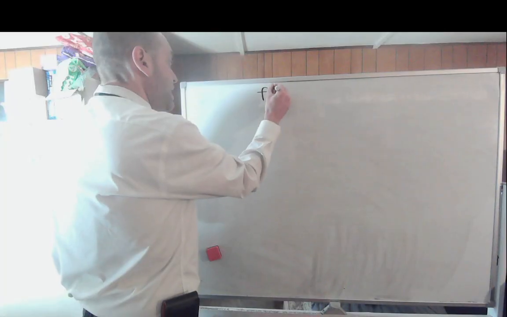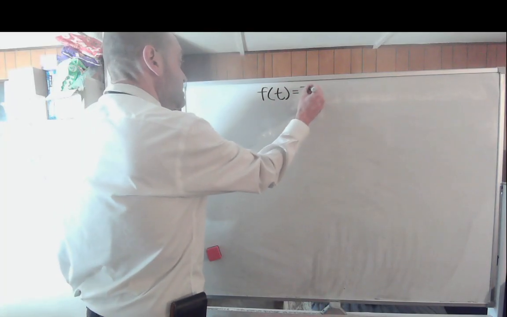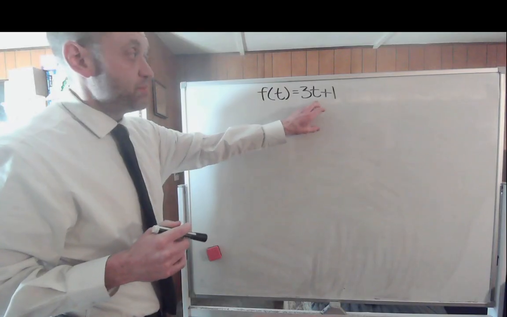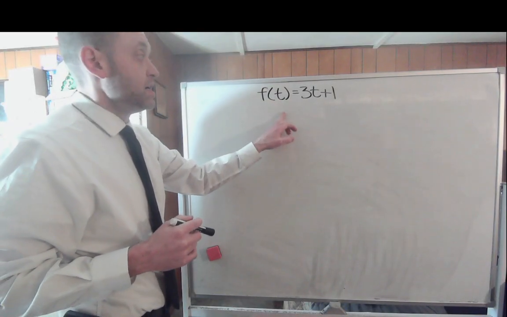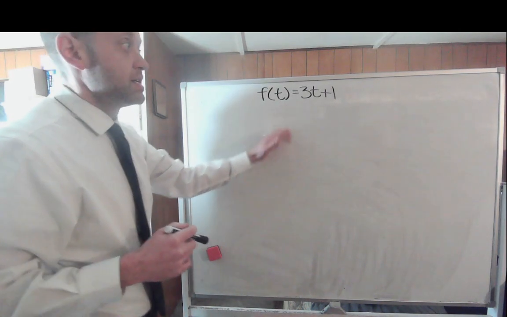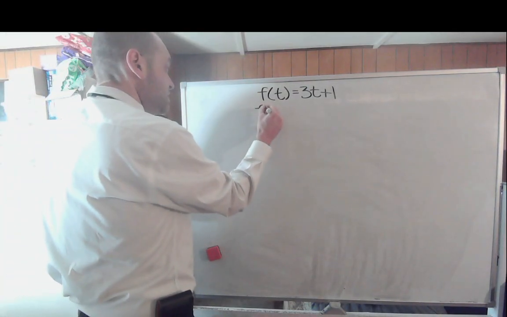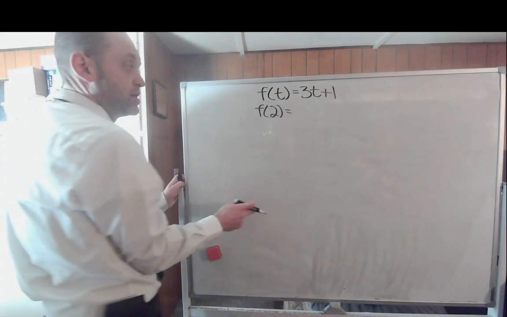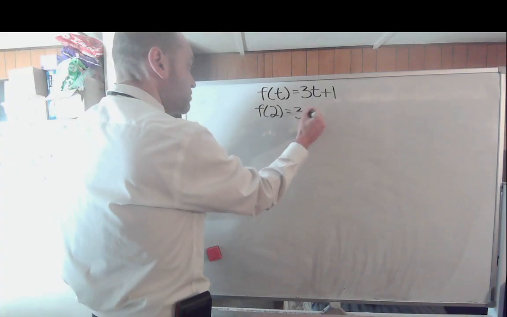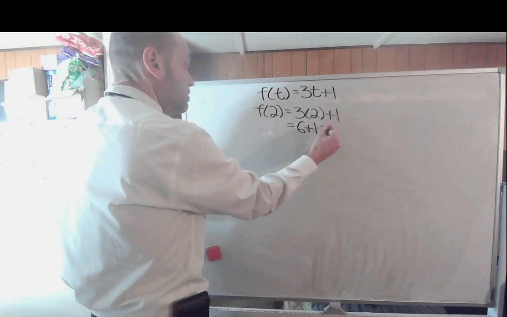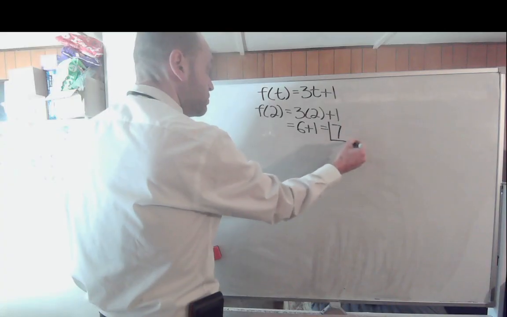All right. And of course we can evaluate functions. So we have f of t is equal to 3t plus 1. So t in this case would be your independent variable, and f of t, the function of t, is your dependent variable, and it depends on what values you put in. So let's evaluate f of 2. That means you'll just put in 2 for the t, so that would be 3 times 2 plus 1, so that's going to equal 6 plus 1, which means f of 2 is going to equal 7.